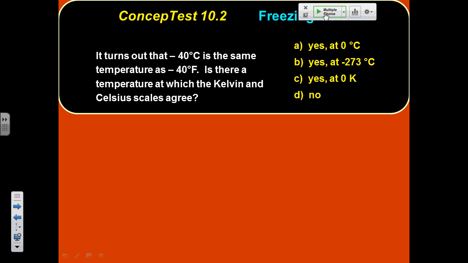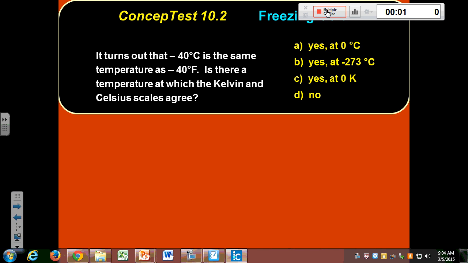All right, it turns out that minus 40 degrees Celsius is the same temperature as minus 40 degrees Fahrenheit. That's the only point where a Celsius temperature is equal to a Fahrenheit temperature. But is there a temperature at which the Kelvin and Celsius scale degrees agree? And if so, where is that?